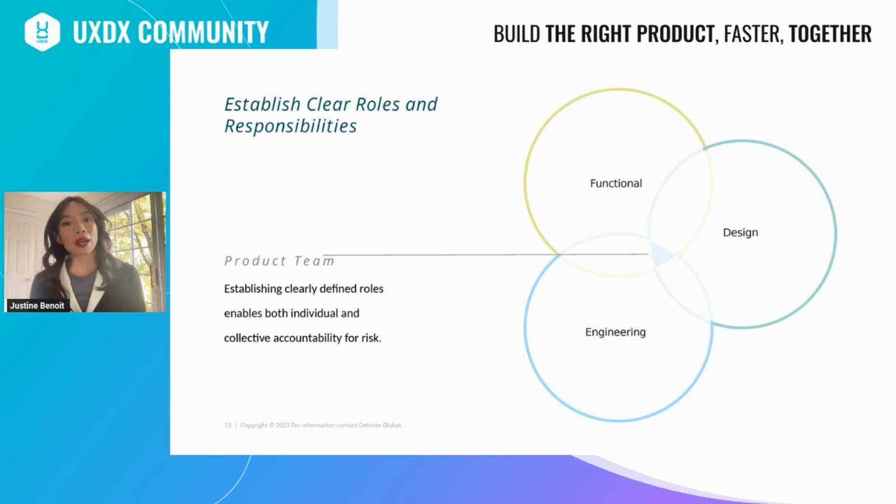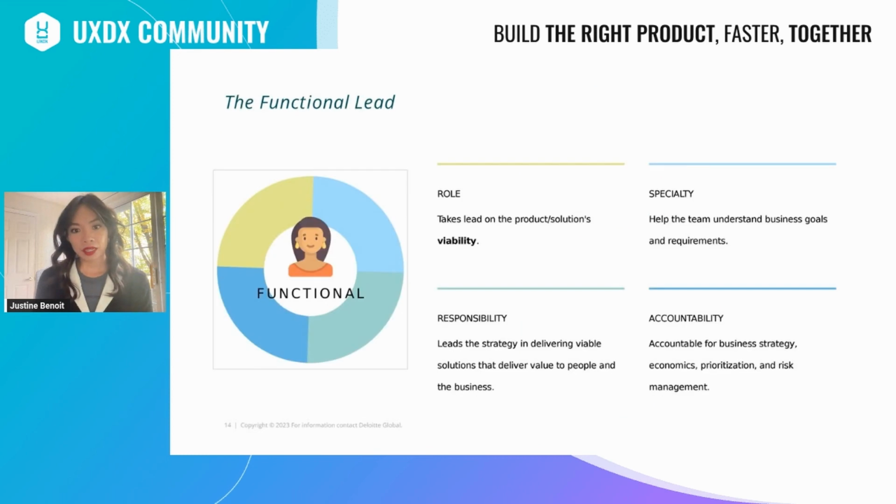So let's talk about what these clear roles and responsibilities are. So your product team, you have your functional team, your design team, and you have your engineering team. And by establishing clearly defined roles, this enables both the individual and collective accountability of the team for risk. So let's explore each individual role. So we'll begin with the functional lead.